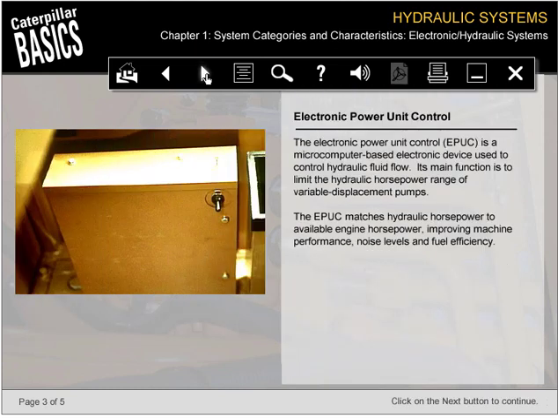The Electronic Power Unit Control, EPUC, is a microcomputer-based electronic device used to control hydraulic fluid flow. Its main function is to limit the hydraulic horsepower range of variable displacement pumps. The EPUC matches hydraulic horsepower to available engine horsepower, improving machine performance, noise levels, and fuel efficiency.